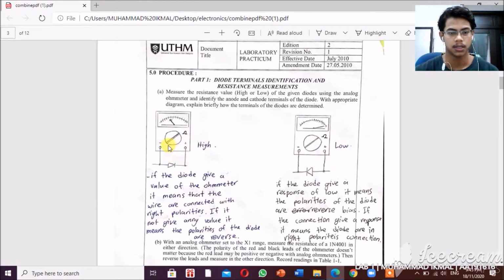If the diode is connected in the wrong polarities, which is positive goes to the cathode and the negative goes to the anode, the resistance will give a value of high, or max, because the resistance is very high.